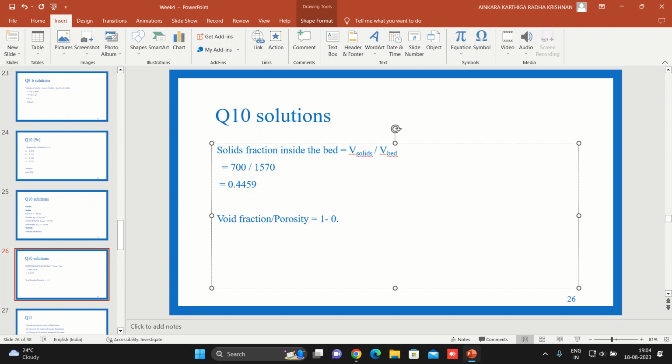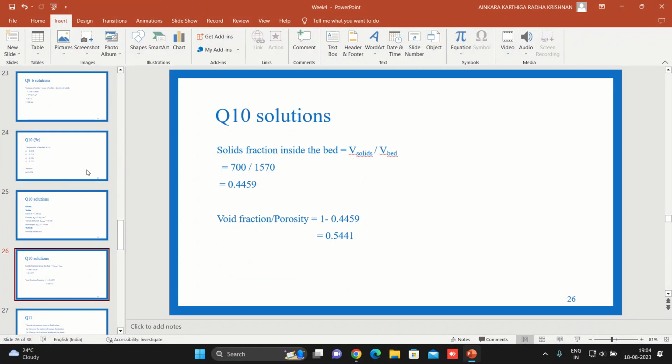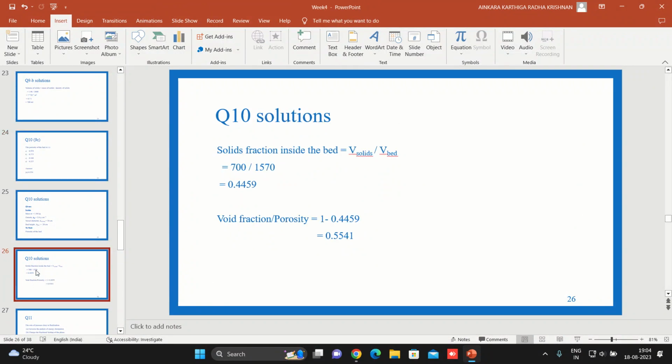1 minus 0.4459. This would give us 0.5541. Yeah, so it is 0.5541, and in the question it was given as 0.554. So the answer to this is option A, 0.554. So this is the solution. This is how we approach the problem.